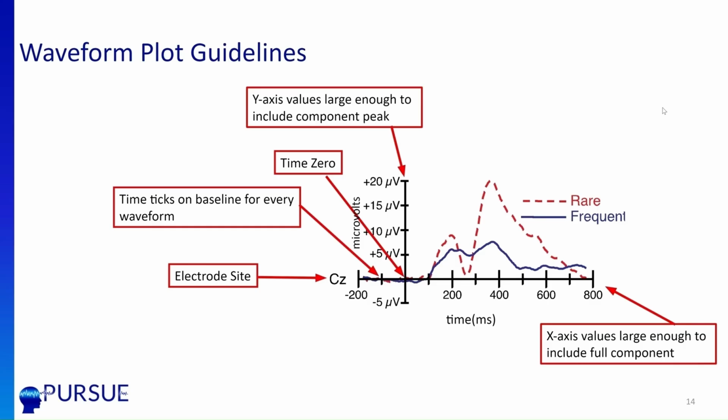The time ticks are present on the x-axis to show where each point in time is. This allows you to know the time course of the ERP waveforms. The y-axis is in microvolts. The y-axis measures the range of the waves. Again, the numbers should be large enough so you can easily see the component's peaks.